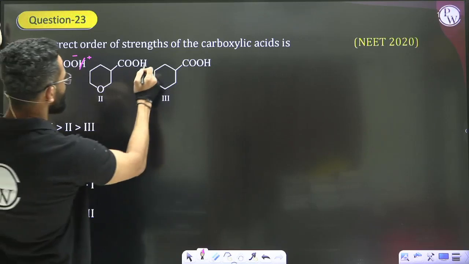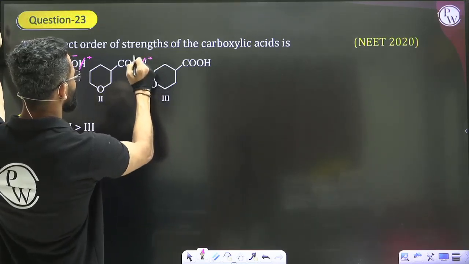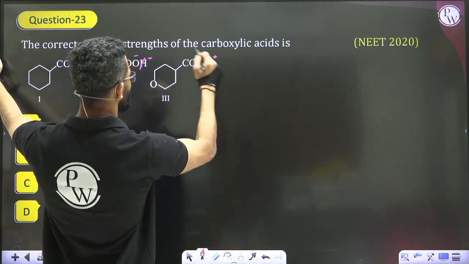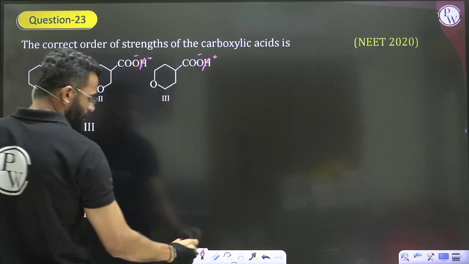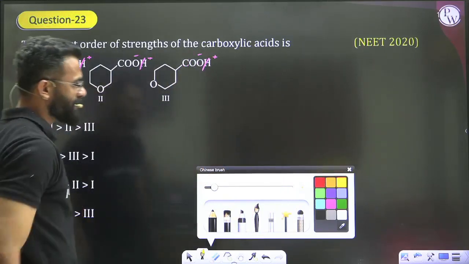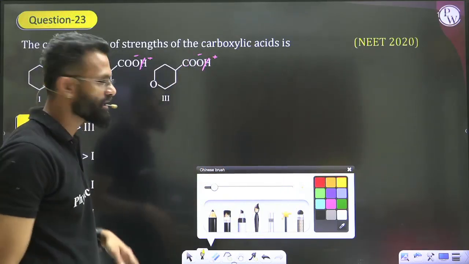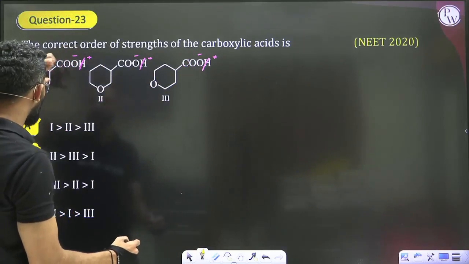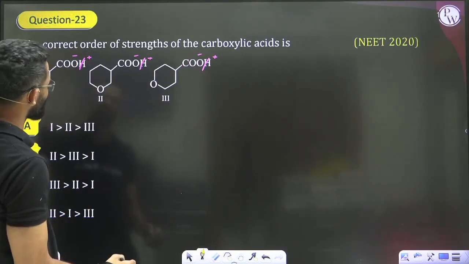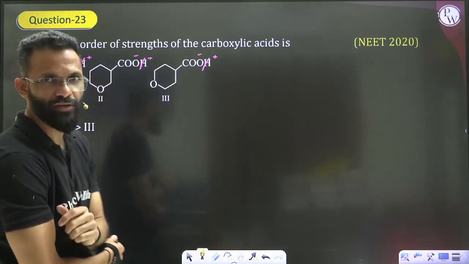Same we will do it here. H plus is lost, COO minus. And now the stability of anion depends upon the dispersal of a negative charge. Dispersal of negative charge meaning how well this charge can be withdrawn by the group present in the side chain of carboxylic acid decides how well this anion is going to get stabilized.